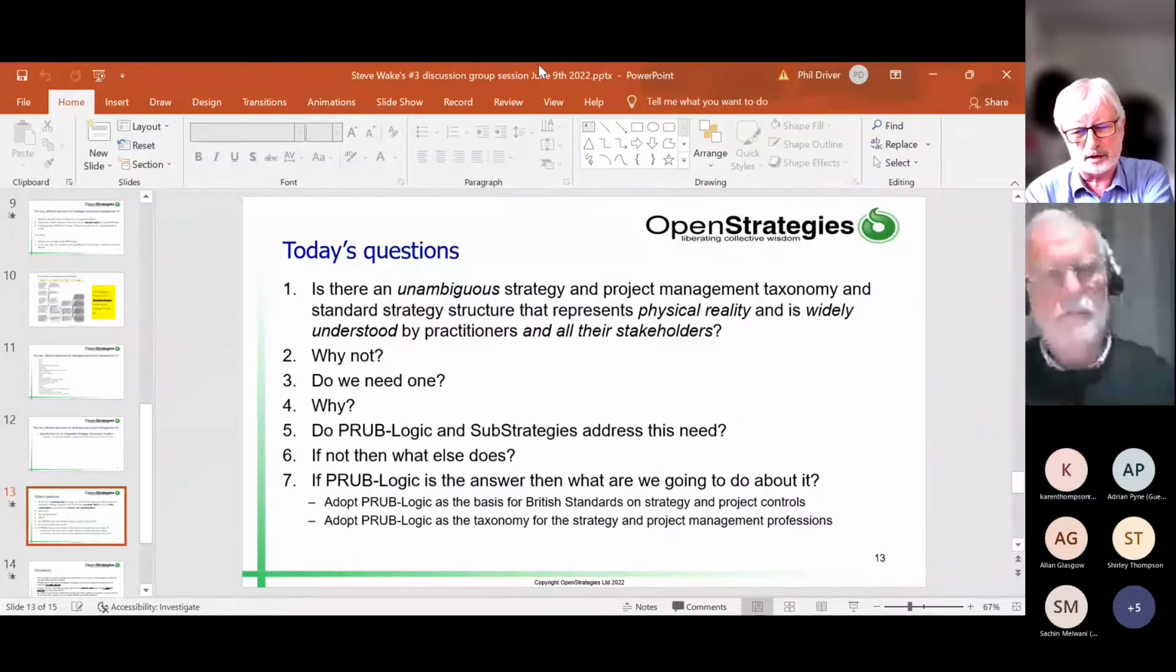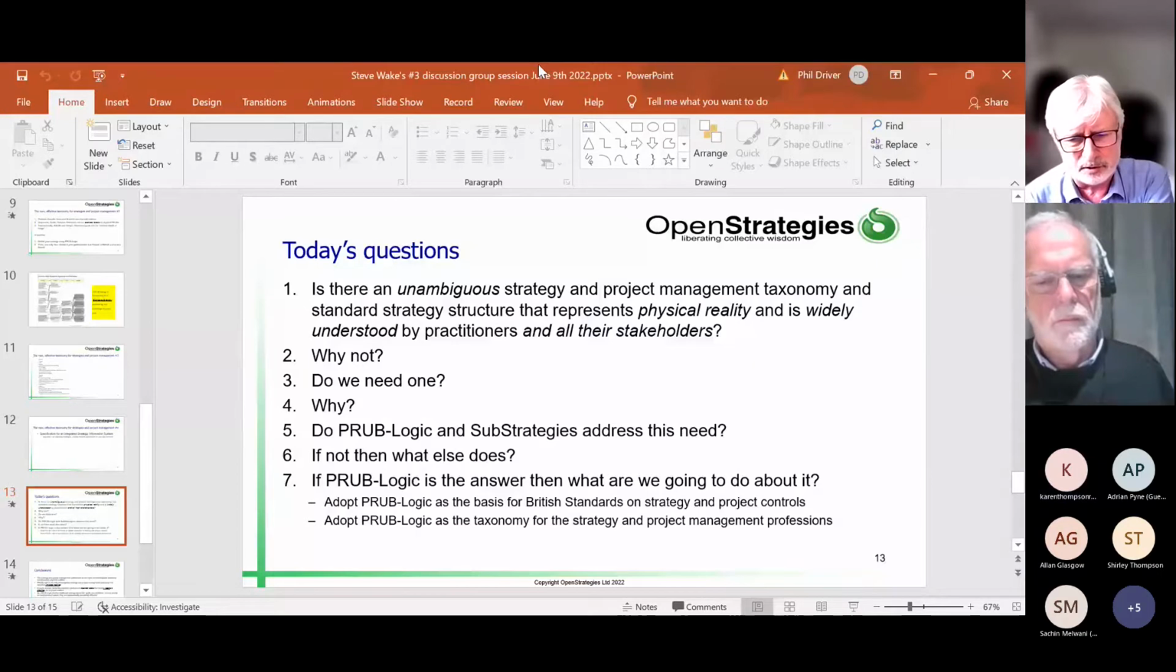I wonder whether we should start saying if PRUB-Logic is the answer, what we're going to do about it. Well, one of the things might be, forgive me if I'm using the wrong language here, but is there some justification in attempting a white paper based around the taxonomy? But I also would like to see it within the context of the notion of use case that Shirley introduced, and also maybe roping in somebody from the financial community.